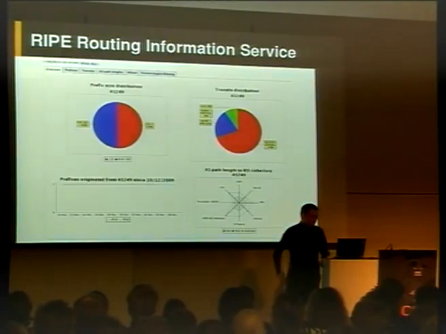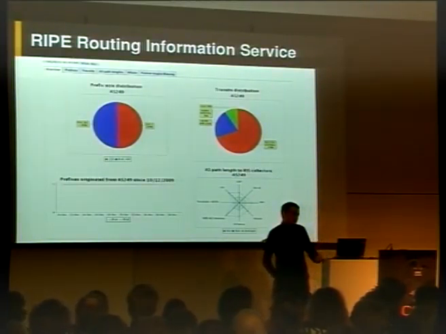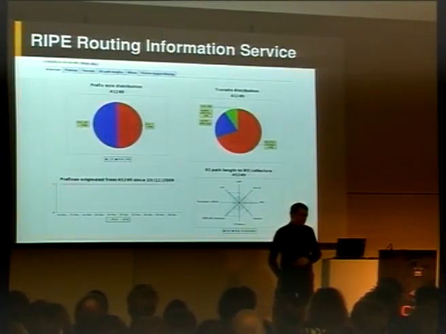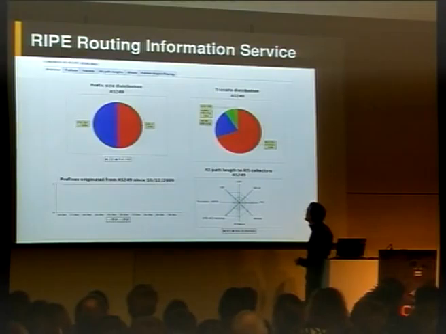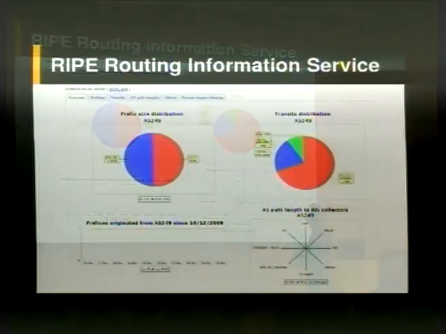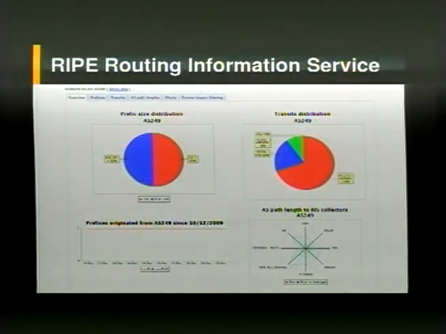One of their services is the routing information service, where you can enter a resource like an AS number or a network, and you get these nice charts. This is for the Congress AS. You see the distribution of upstreams. So, yeah, I guess it's pretty self-explaining.